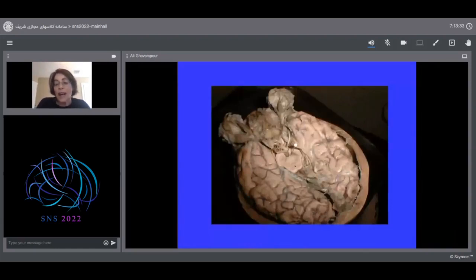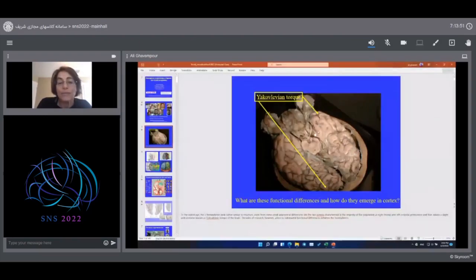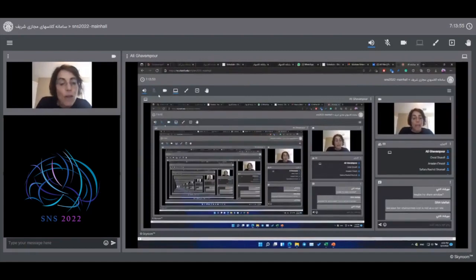To the naked eye, the hemispheres of the brain look pretty much identical structurally. It's really hard to see any differences between them. But in fact, there are very small structural differences.